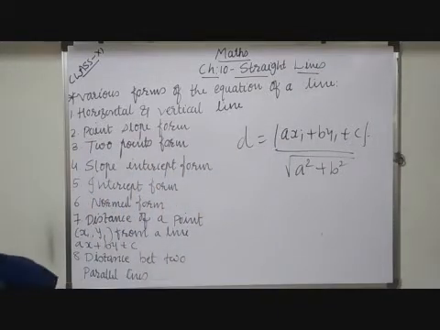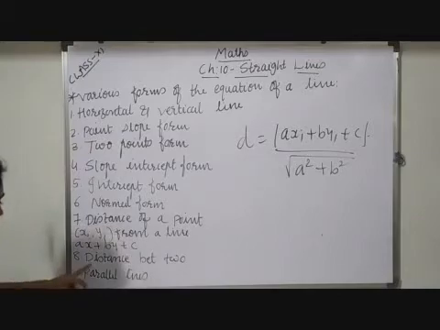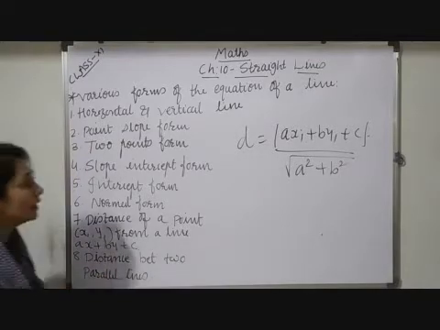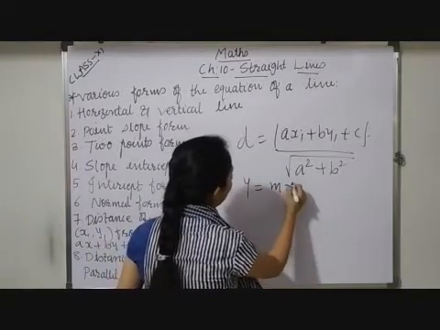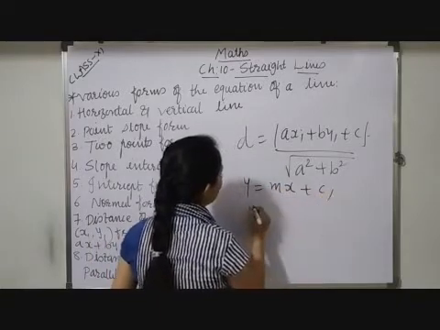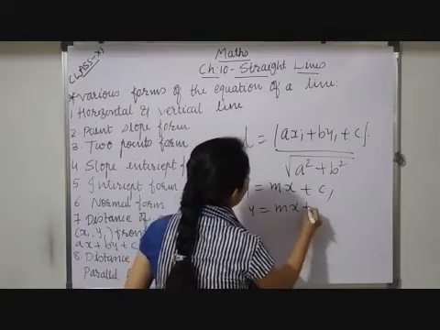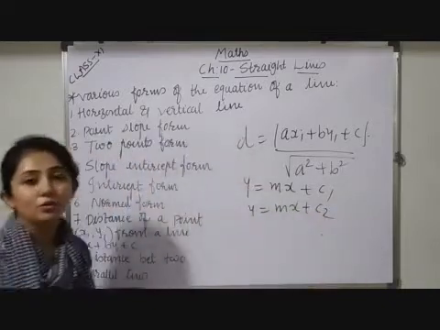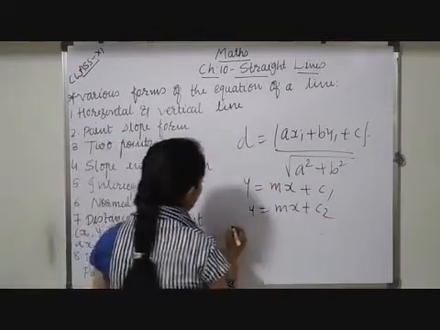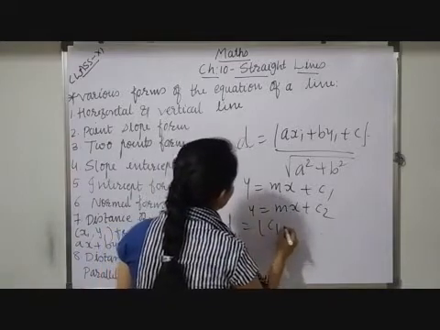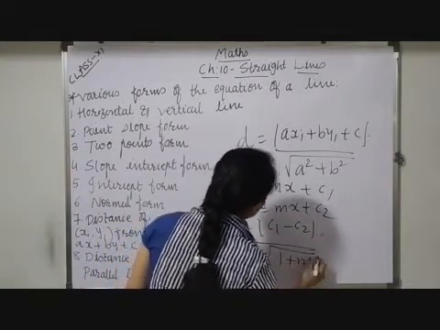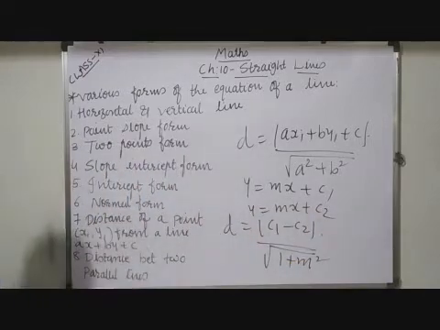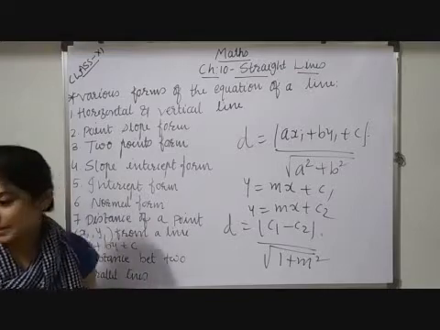After that, the next one is the distance between two parallel lines. Suppose I am having two parallel lines, y equals mx plus c1 and y equals mx plus c2. If I want to find the distance, it will be modulus of c1 minus c2 upon under root of 1 plus m square. This formula is used to find the distance between two parallel lines.